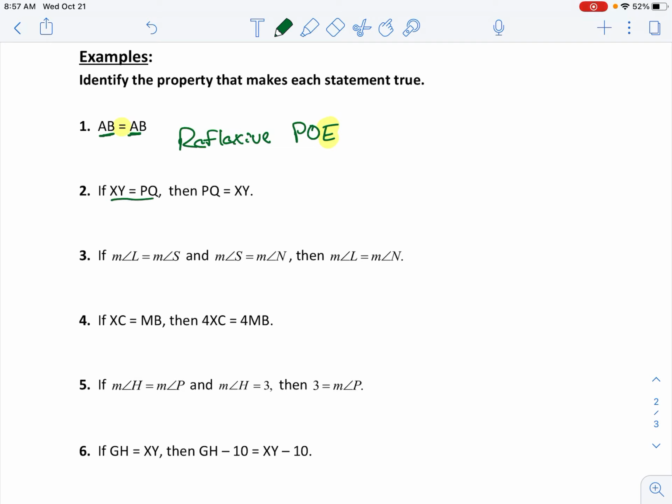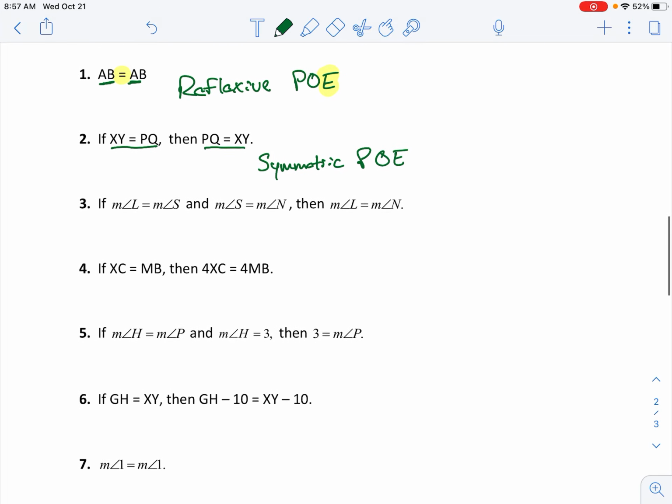This one right here, if XY equals PQ, then PQ equals XY. They are switching, so that is symmetric. Symmetric, and then again, property of equality, because there's an equal sign.